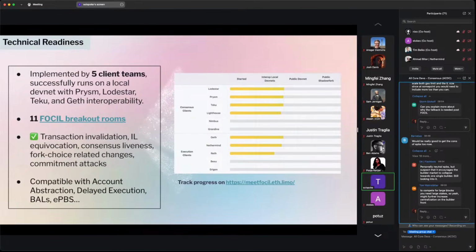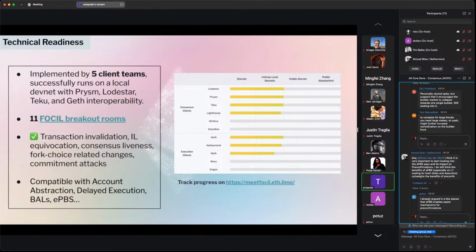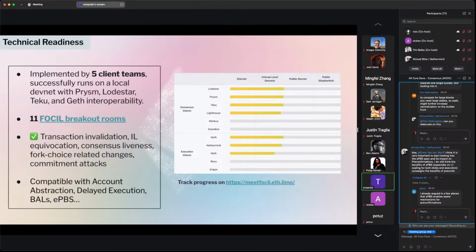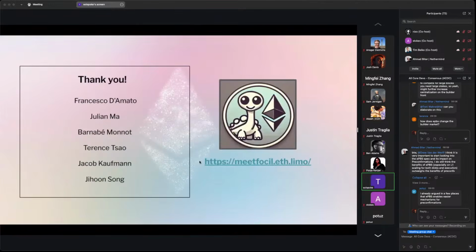meetfossil.eth.limo. It's a censorship resistance website that's using ENS and IPFS. There you can find an update on progress on the implementation side, but also all the resources that are useful for Fossil, both for the current proposal and for research directions and everything. Thanks. That's it for me.